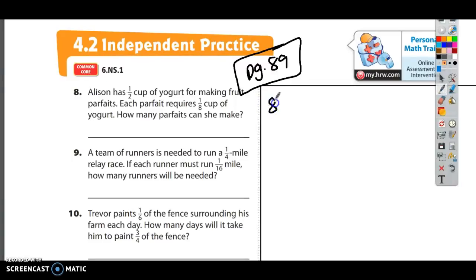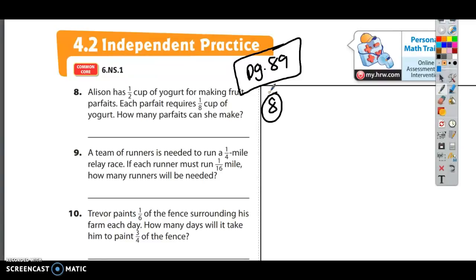Okay, number 8. Allison has 1/2 cup of yogurt for making fruit parfaits. Each parfait requires 1/8 cup of yogurt. How many parfaits can she make? So it's important with dividing that you get the numbers in the correct order. And so you need to read each question carefully.